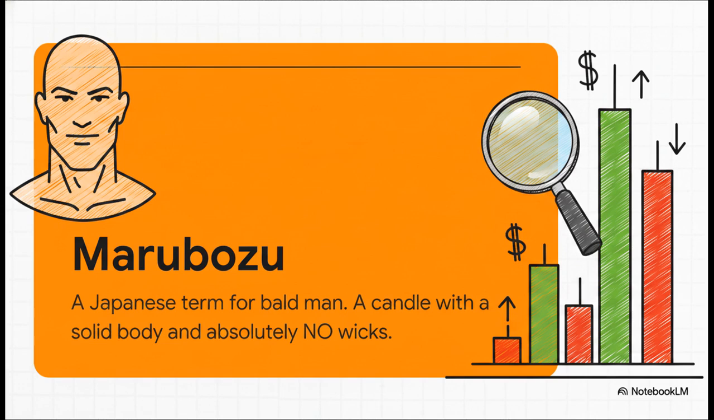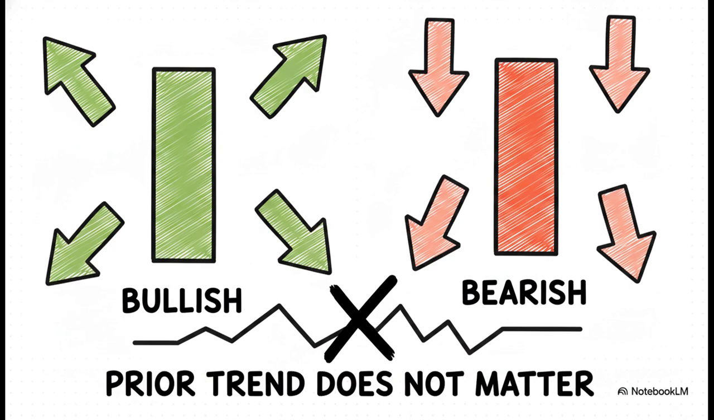But the complete lack of wicks means something very specific. There was zero pushback. Whoever took control at the open completely dominated the session all the way to the closing bell. Now, what's really interesting here is that our previous rules completely flip. For Marubozu, color is absolutely everything, and the prior trend doesn't matter at all.